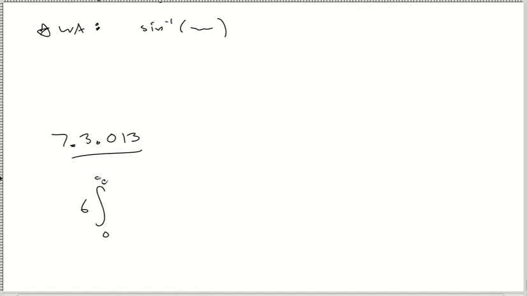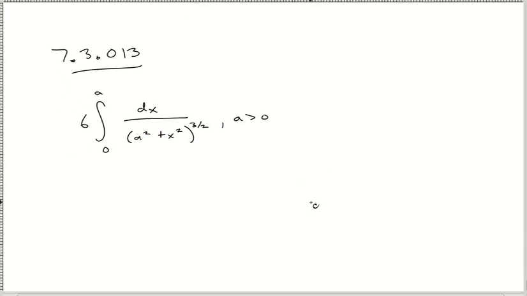The integral from 0 to a of dx over (a squared plus x squared) to the 3/2 power. They say that a is greater than 0, and go ahead and solve. Right, so this is why I do these problems, because they're difficult. They're at least difficult to understand. Like, what are we supposed to do?